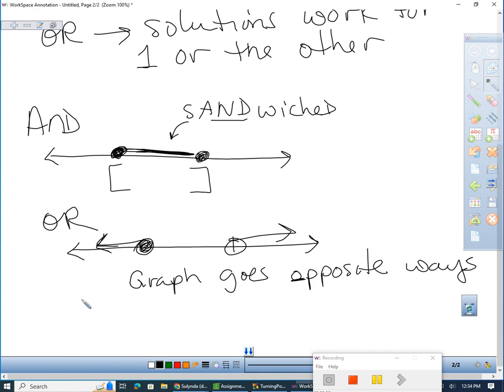Technically, this arrow starts at negative infinity, and it goes to the number. In between our two pieces, we're going to put what we call a U that represents the word or. And then our second half, if it's an open dot, it's a parenthesis, and it goes to positive infinity. Do you guys remember doing these? Okay, good.